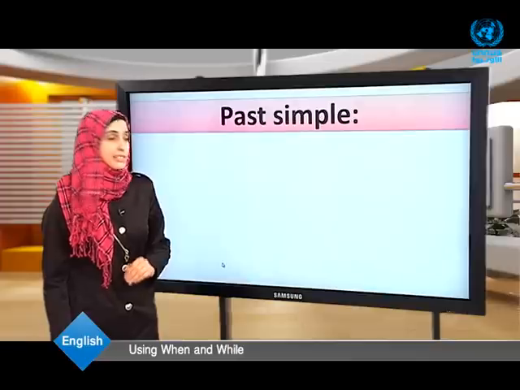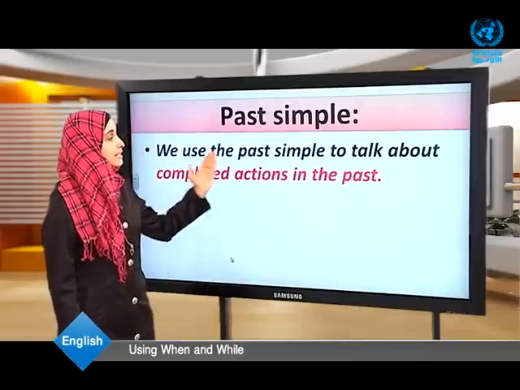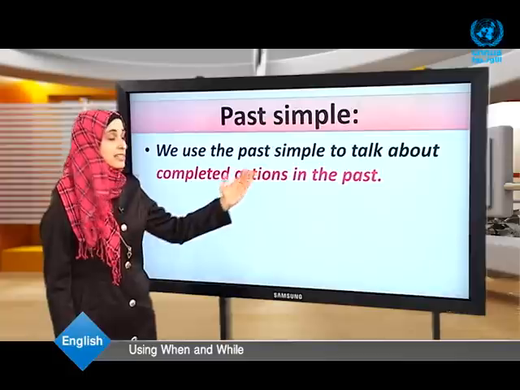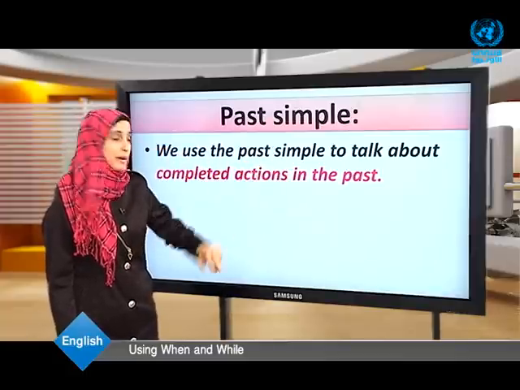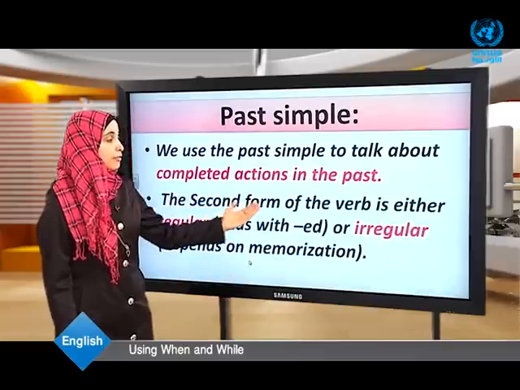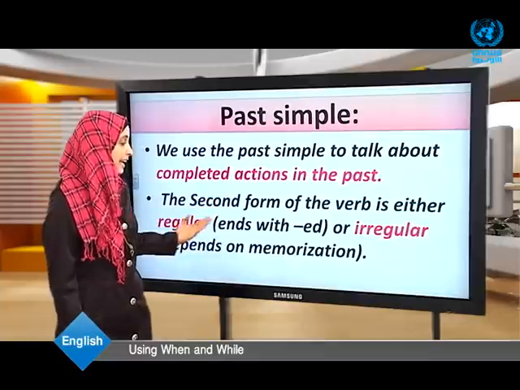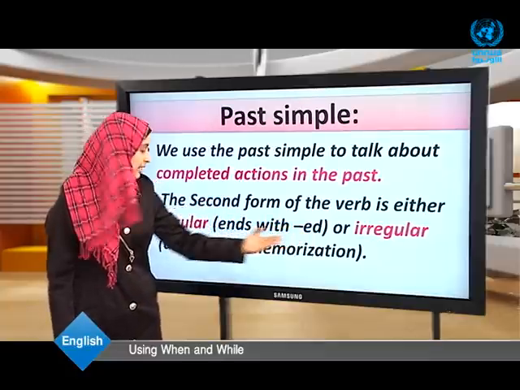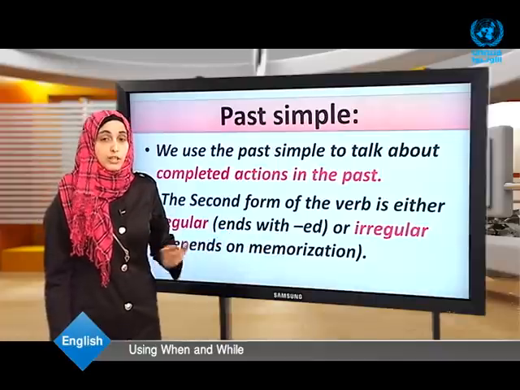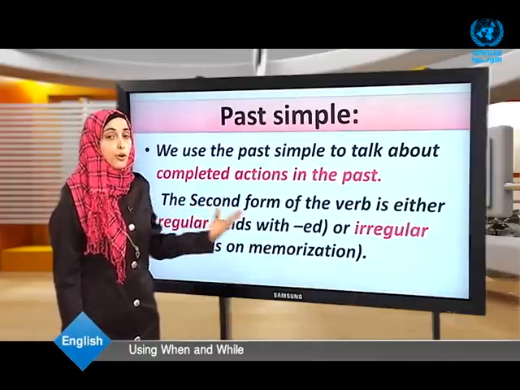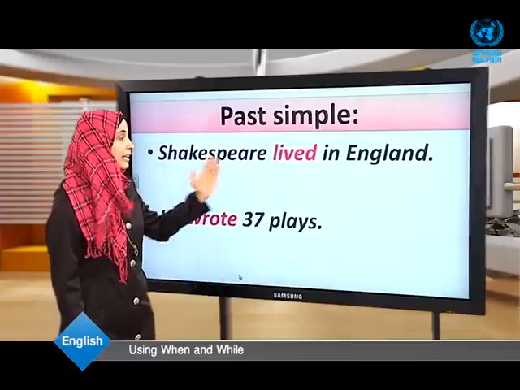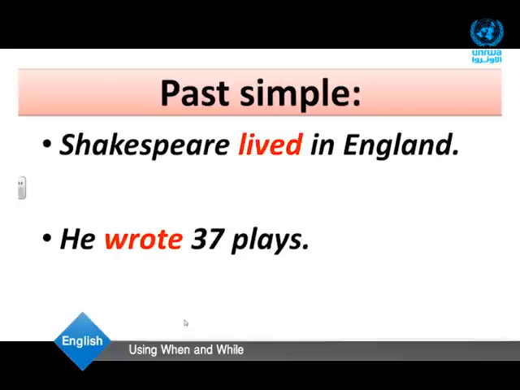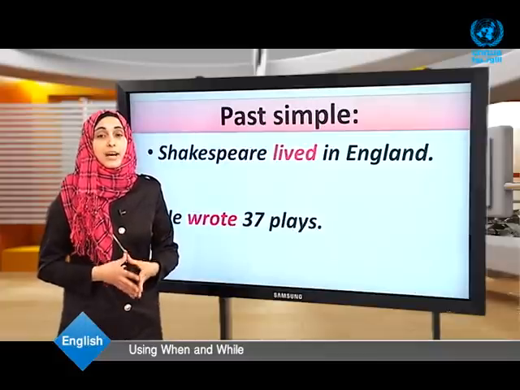Let's start with the past simple. The first point, we use the past simple to talk about completed actions in the past. The second form of the verb is either regular, ends with ed, or irregular, depends on memorization. Now, let's see an example. Look here, Shakespeare lived in England. He wrote 37 plays. Now, this is a completed action. Shakespeare lived in the past and now he's dead.